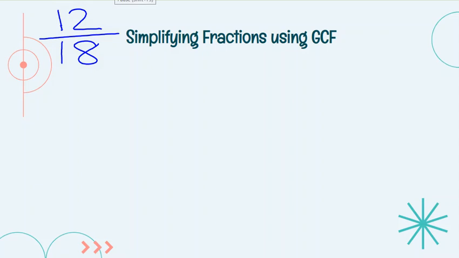Hello, today we're going to talk about how we can use the GCF, or the greatest common factor of two numbers, to simplify efficiently. I want you to imagine that you've just added two fractions together. You've already had to create equivalent fractions, and so you come up with something like this number. Let's say we have 12/18.